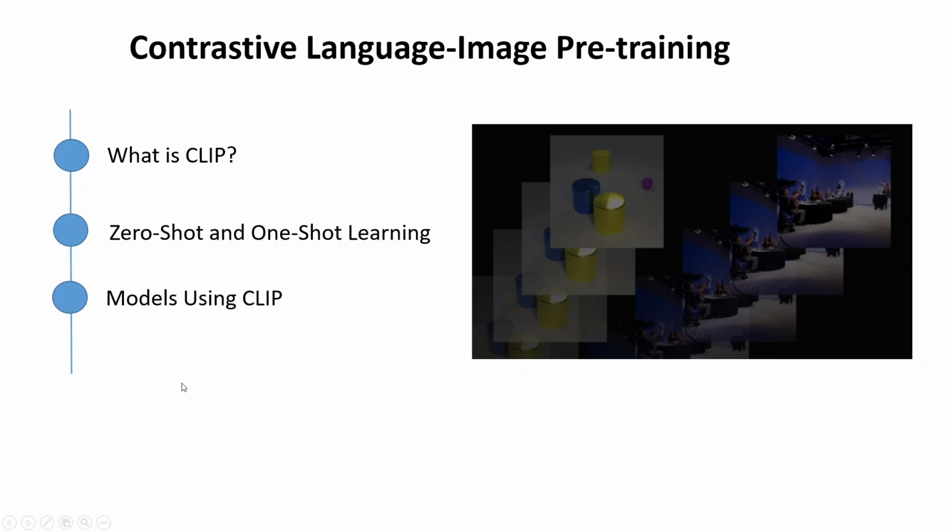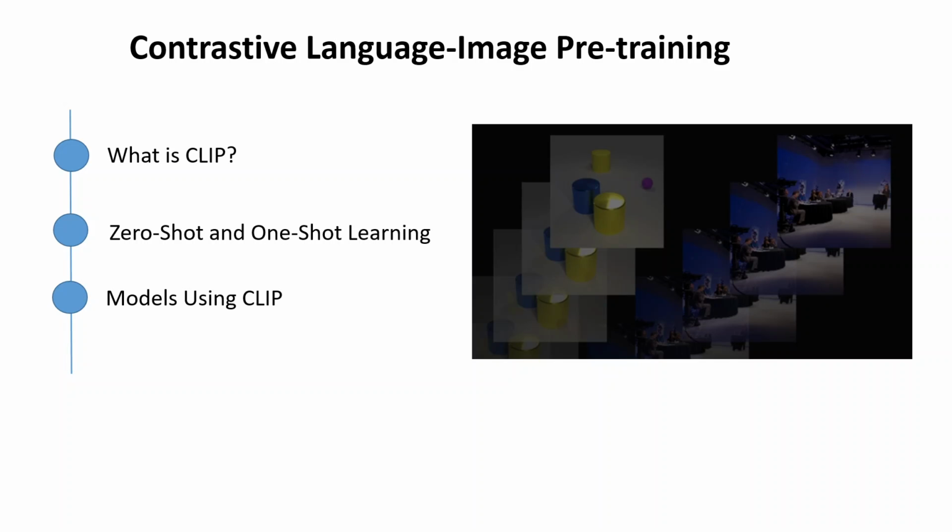CLIP has always been important in image models, and one of the most famous models is Stable Diffusion. Stable Diffusion uses a CLIP model, and Stable Diffusion XL uses two. But it is very important that now these models have become multimodal from just image models.